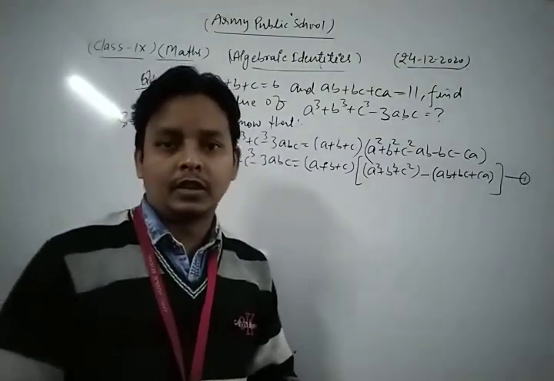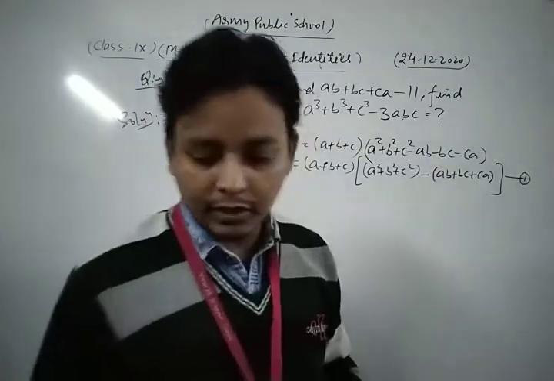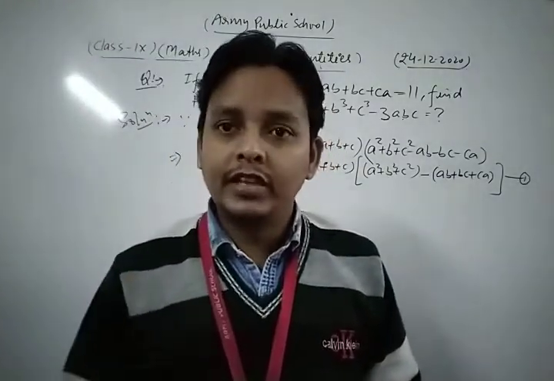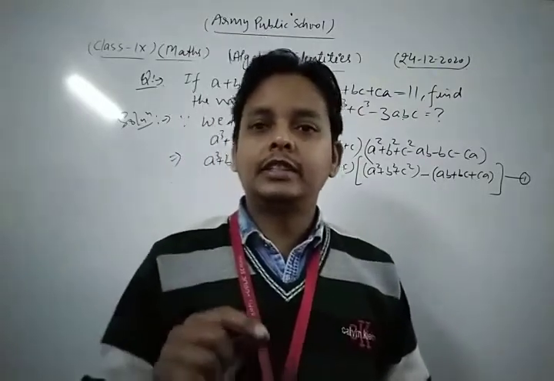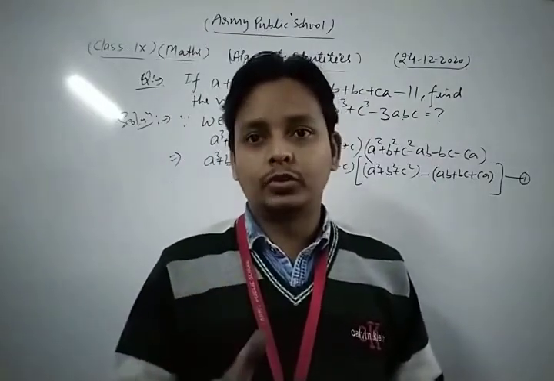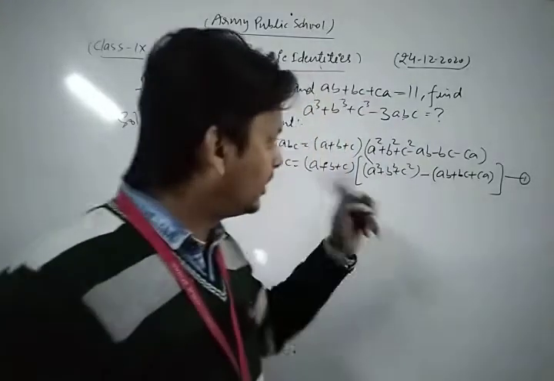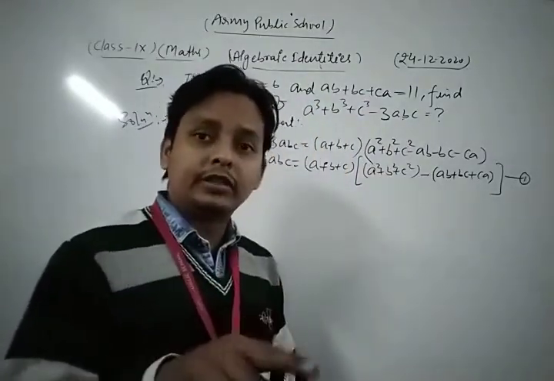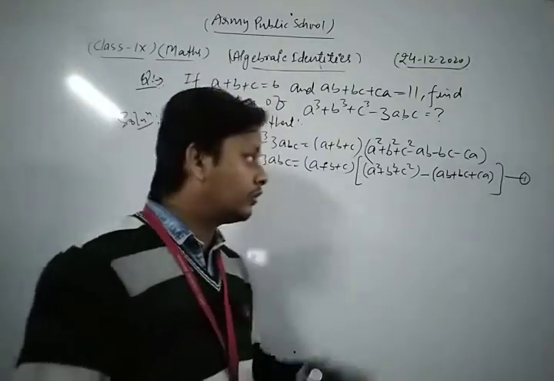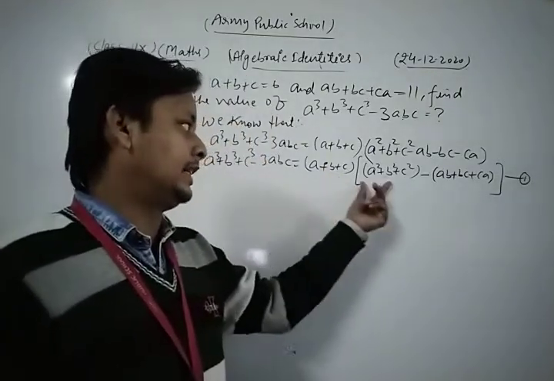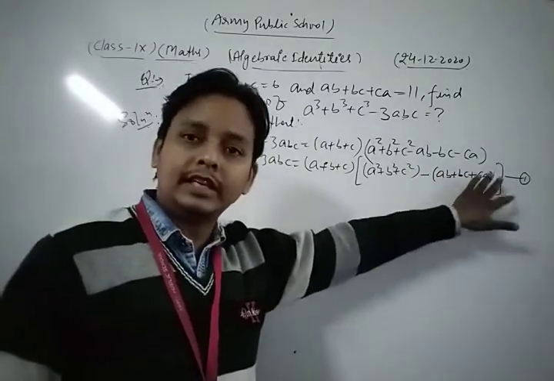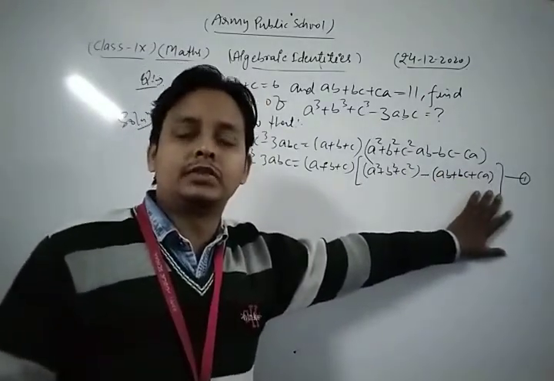By which method? Now, dear student, for finding the value of a square plus b square plus c square, we apply the identity a plus b plus c whole square. Then from there we find the value of a square plus b square plus c square. Then we put the values of a plus b plus c, a square plus b square plus c square, and ab plus bc plus ca in equation 1, and hence we get our result.